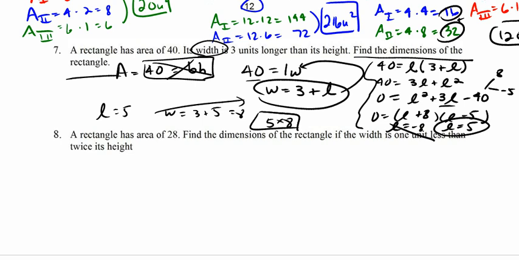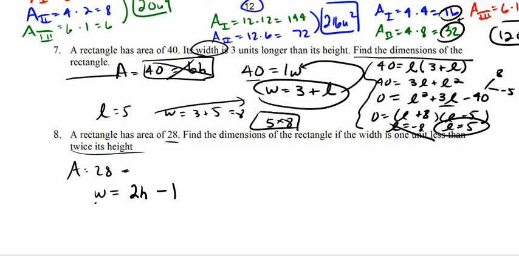Number 8. A rectangle has an area of 28. A equals 28. Find the dimensions of the rectangle if the width W is 1 unit less than. Oh, I wrote the 1 too quickly. 1 unit less than. That means I'm going to have to subtract from something. Subtract from what? 1 unit less than twice its height. Twice its height.